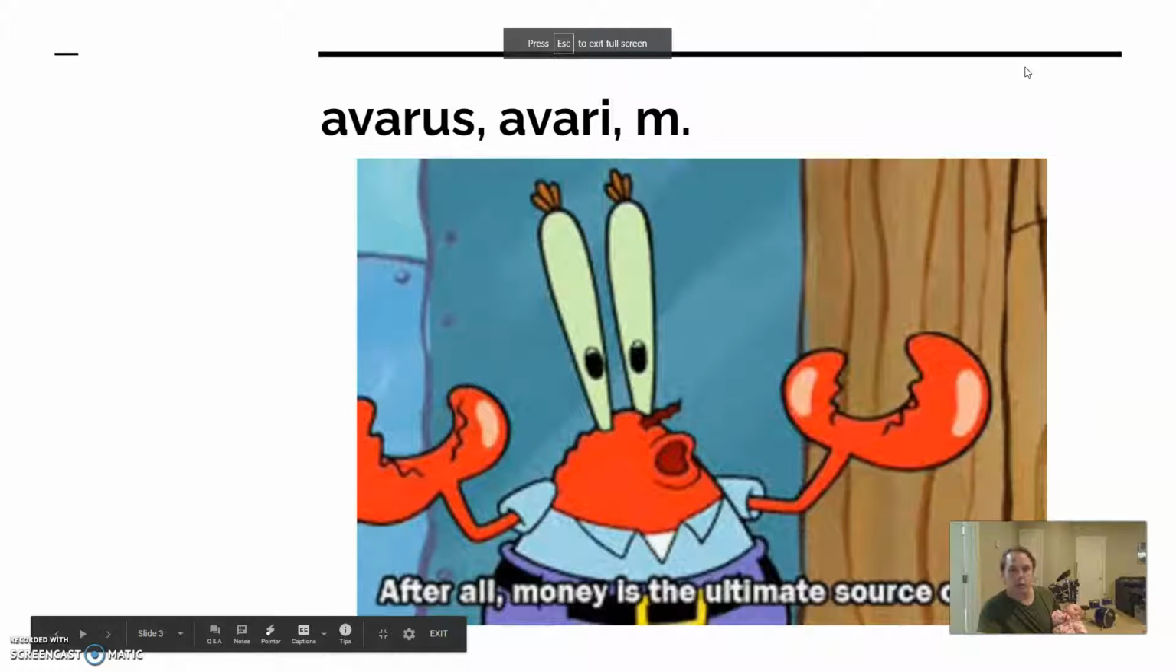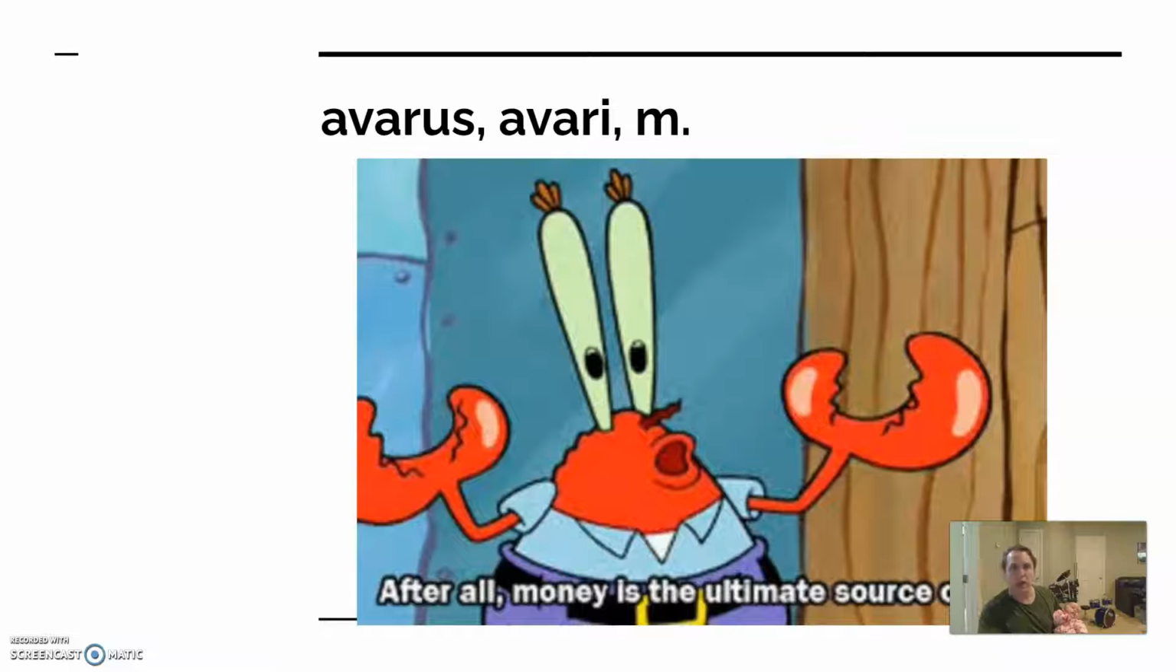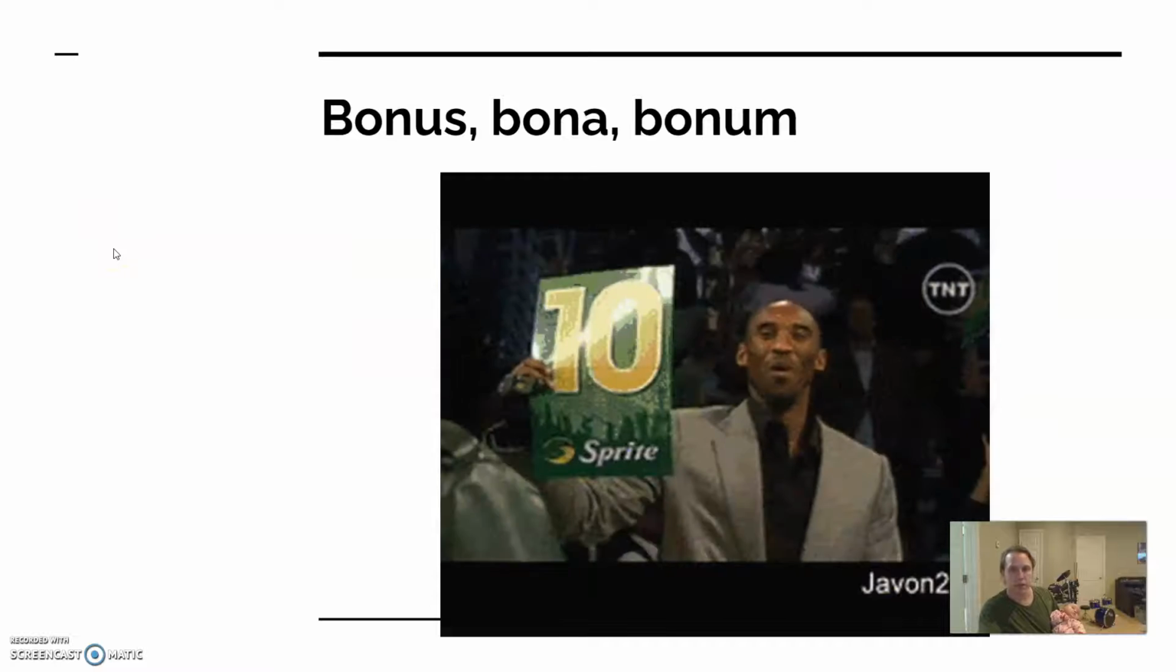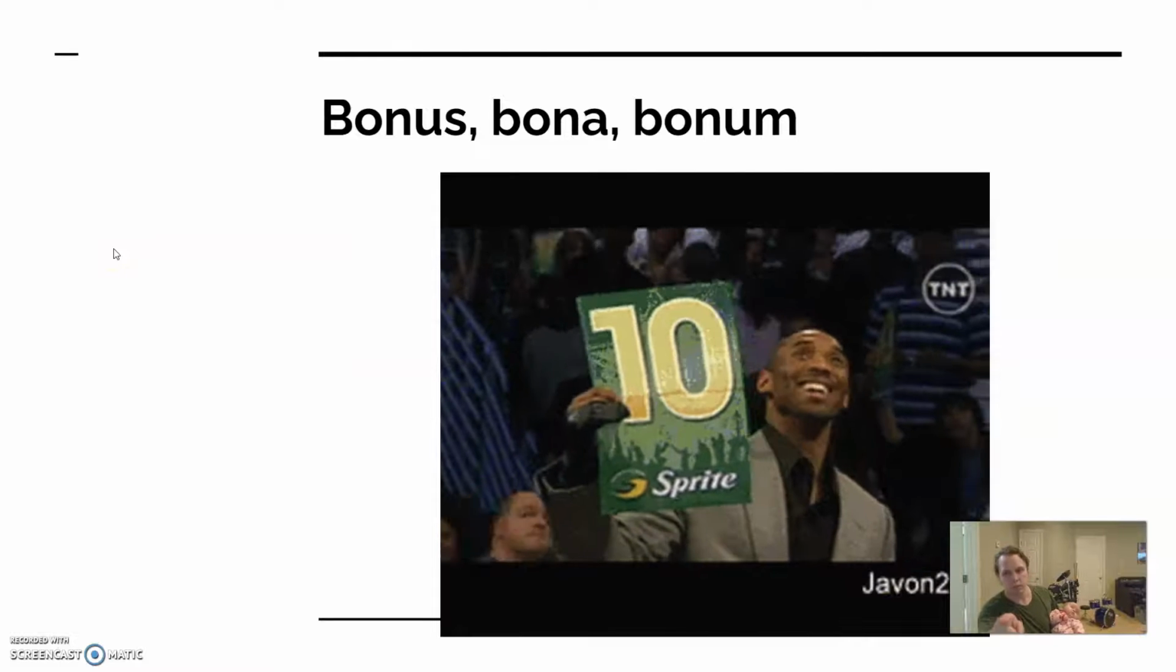All right, and then we have avarus, avari. And you can write both these versions down. Mr. Krabs is an excellent example of an avarus. An avarus is a miser, which is just a fancy way of saying a cheapskate. Someone who just hates spending money.